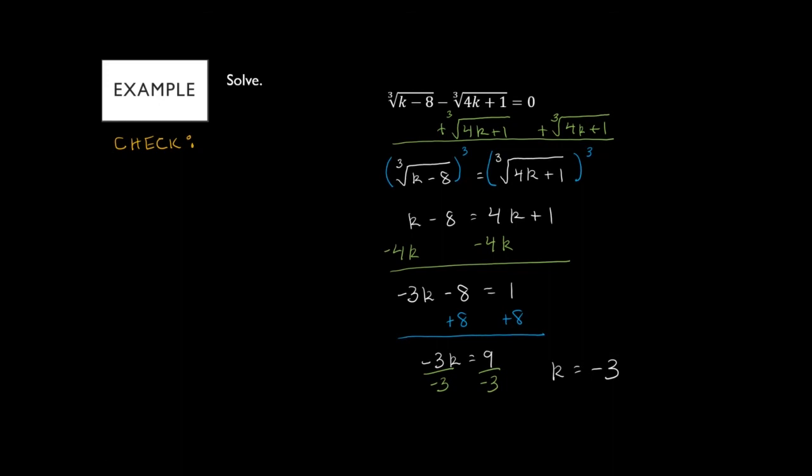So I need to put negative 3 into my original problem. So the cube root of negative 3 minus 8 minus the cubed root of 4 times negative 3 plus 1 equals 0. So we're going to have a lot of math to do here. We have cubed root. A negative 3 minus 8 is negative 11. Then I have a minus. And then I'm going to have my cubed root. 4 times negative 3, that's negative 12 plus 1 equals 0.